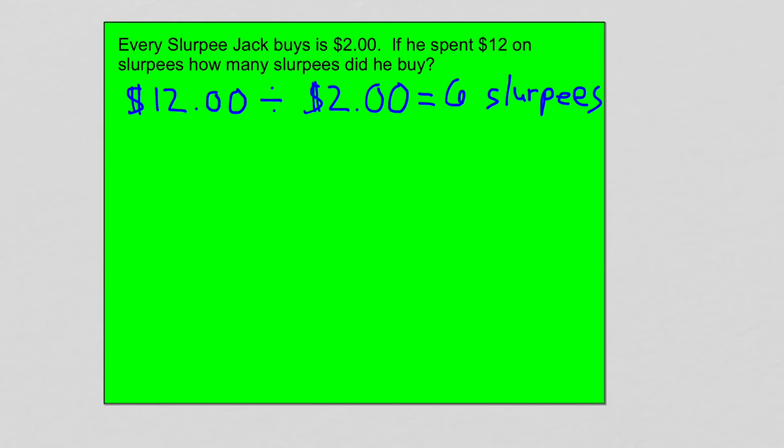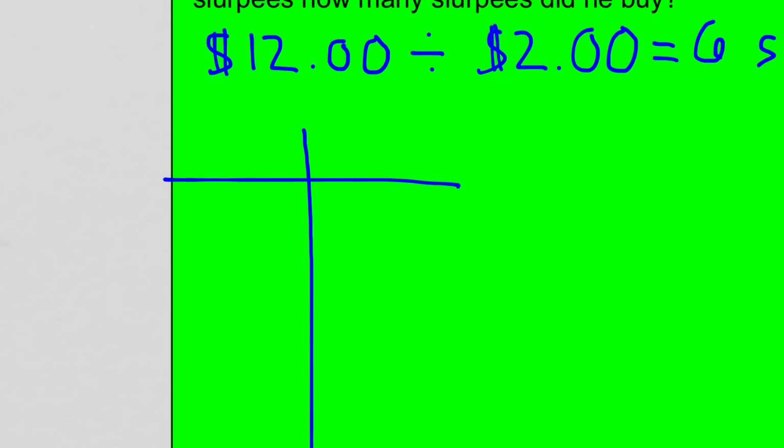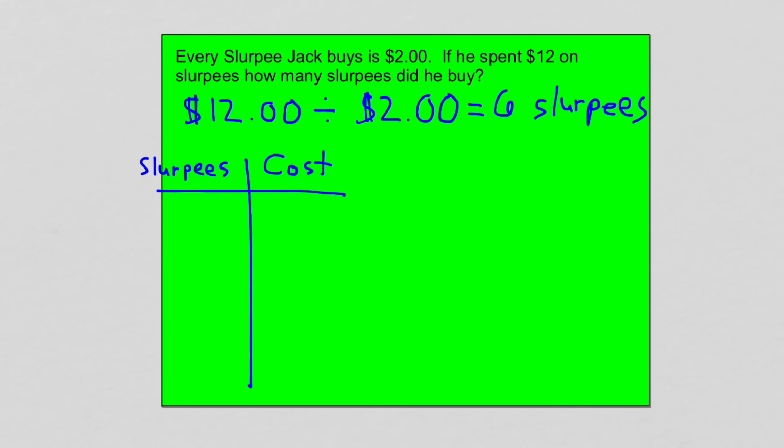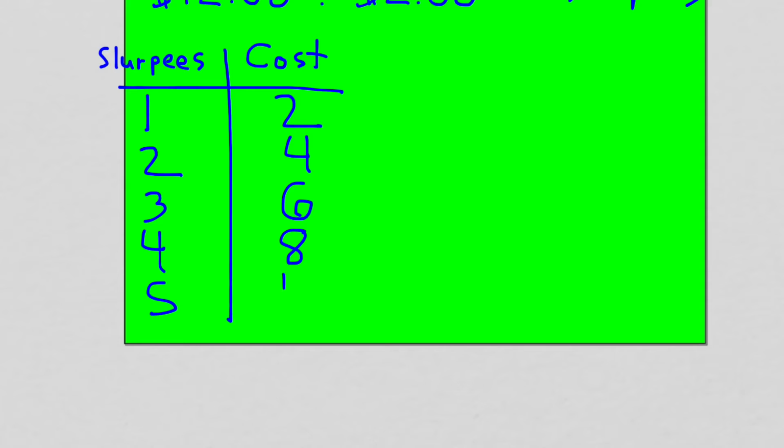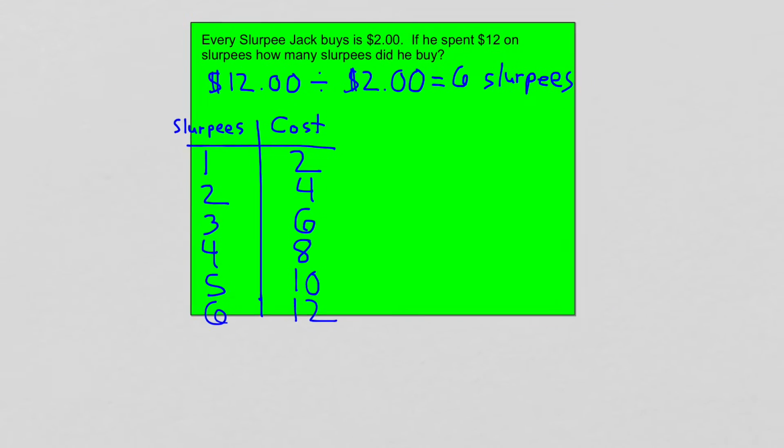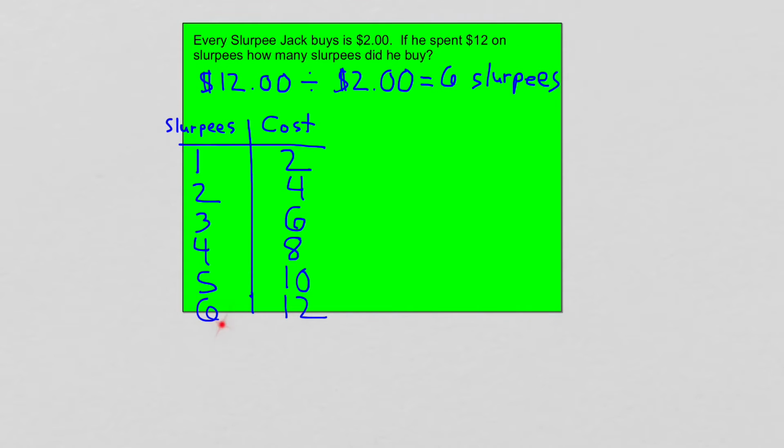And many kids did this as well. They made a chart that compared Slurpees and cost. And they said, okay, well, 1 Slurpee, $2. 2 Slurpees, $4. 3 Slurpees, $6. 4 Slurpees, $8. 5 Slurpees, $10. 6 Slurpees, $12. And once they got up to $12, they knew that was 6 Slurpees.